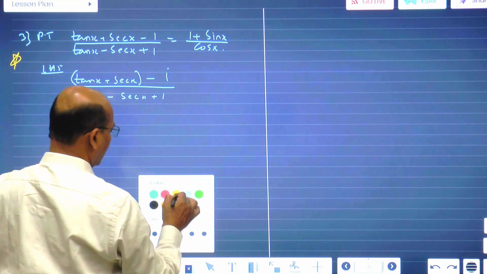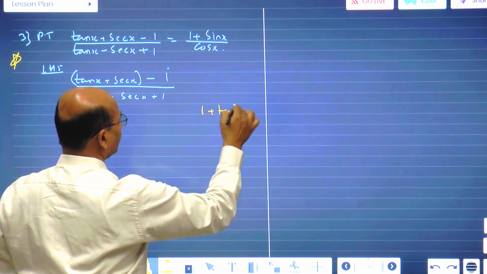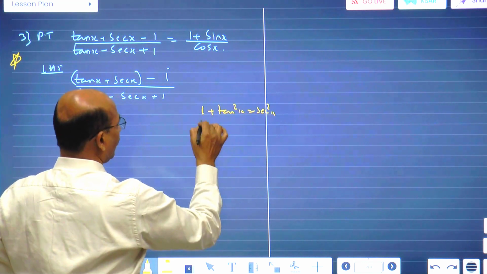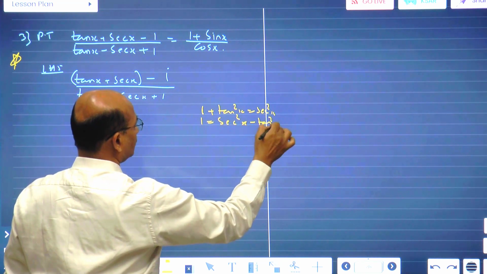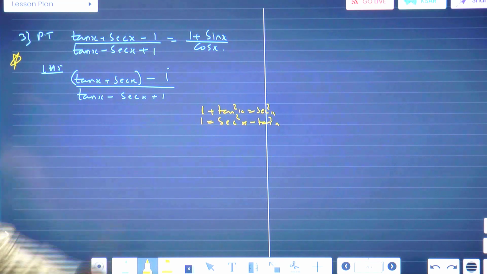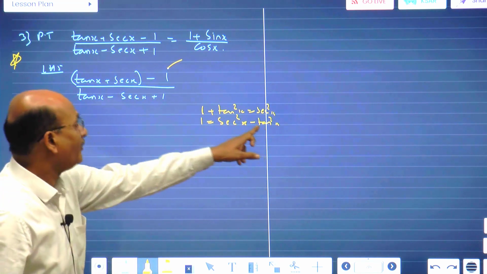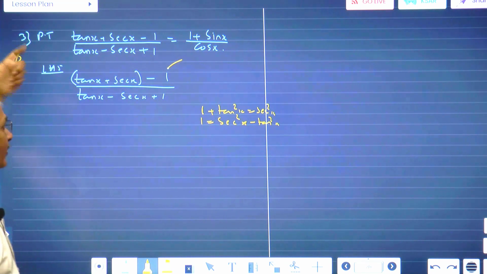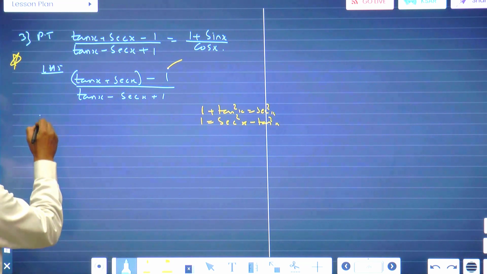Now if you remember, 1 plus tan square x is sec square x. So I think 1 is nothing but sec square x minus tan square x. I think it's very clear to us, right? So in place of this 1, I can put this formula. Why? Because then tan x plus sec x can be taken out common. So I don't know, let us see whether we can work out that way. So let us write it down.